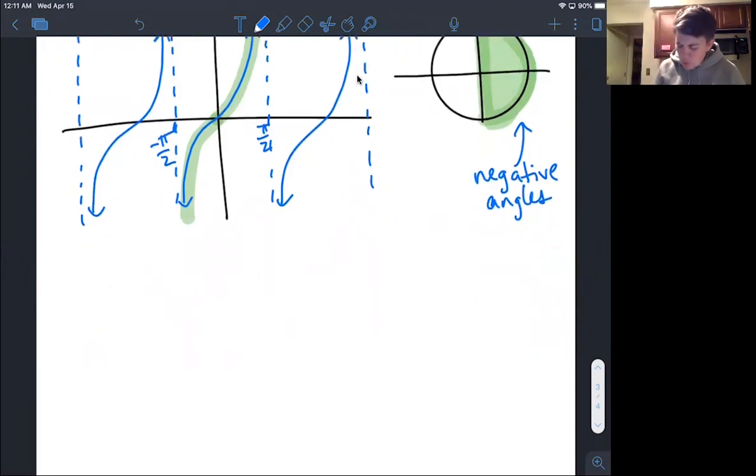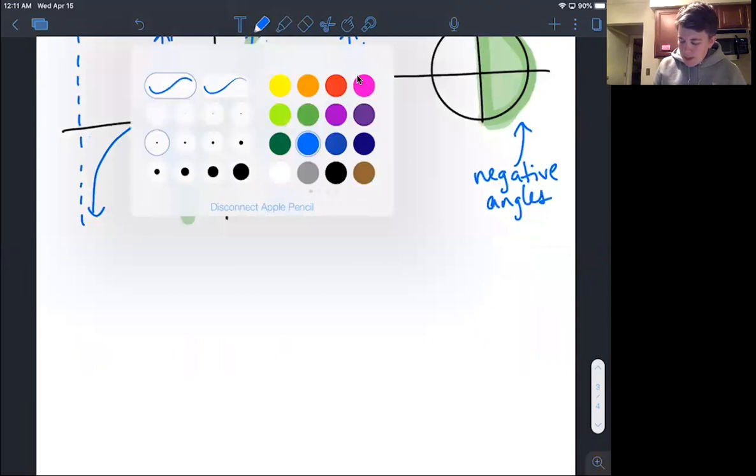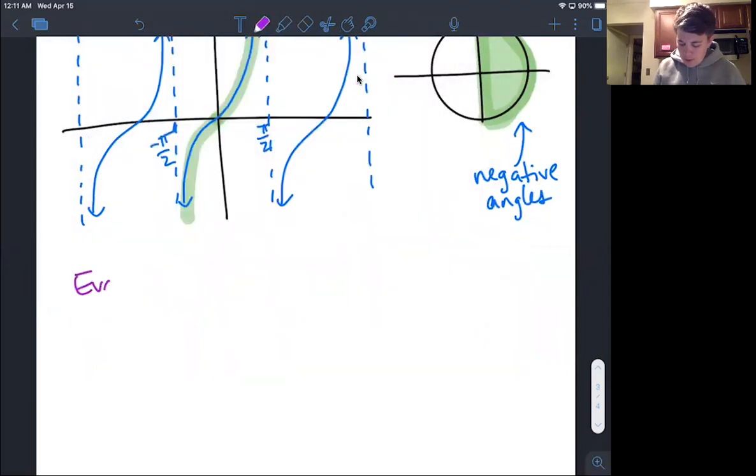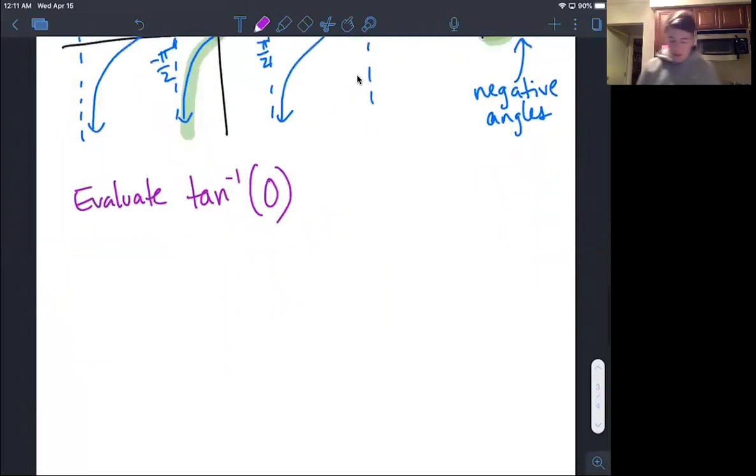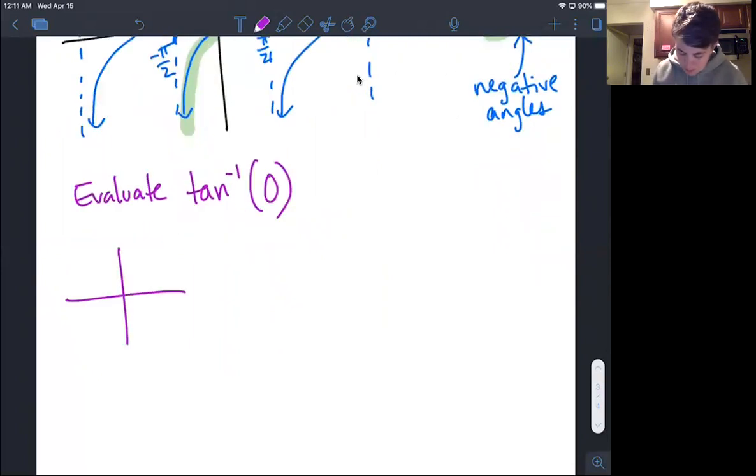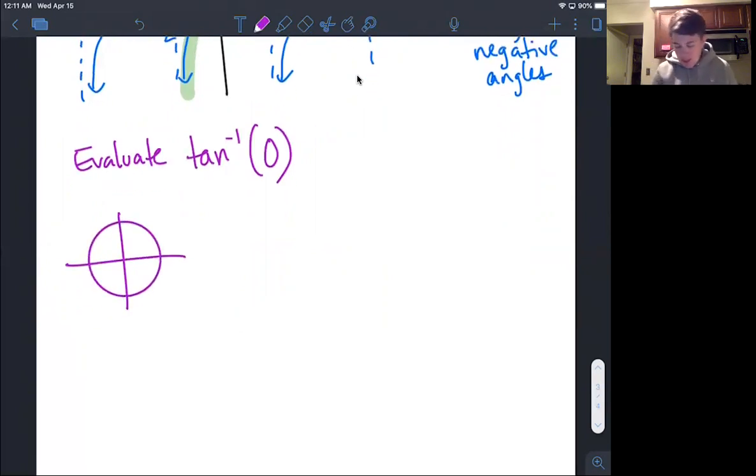Okay, so we're going to do one example for tangent real quick. If you could evaluate the inverse tangent of 0, I'm going to give you a nice easy one here. So let's look at our unit circle. Let me go ahead and highlight my principal values real quick. So I'm looking for something in that area.